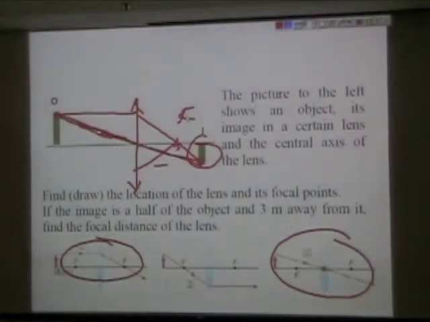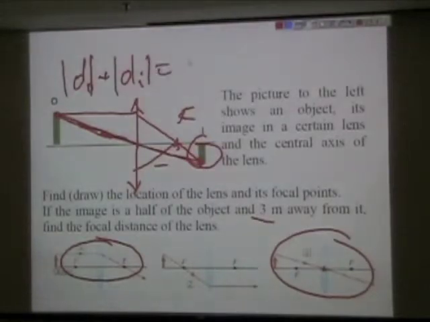And we now know some numbers. So what do we know? We know that the object distance plus the image distance is supposed to be 3 meters. And we know that the image is half of the object.